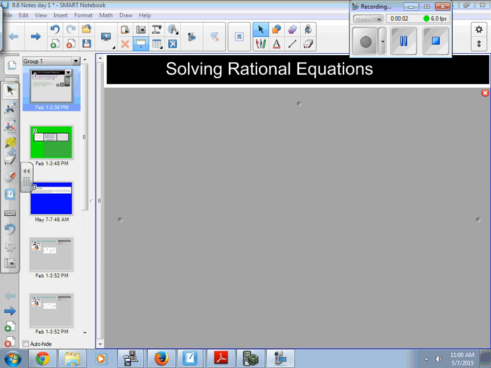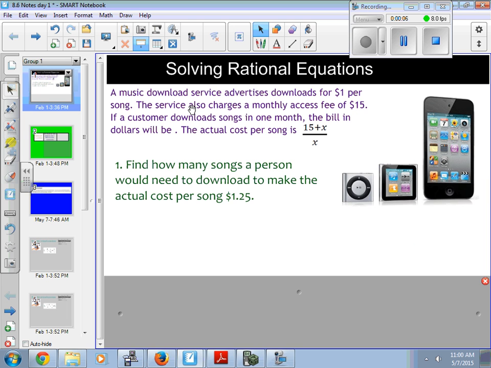Okay, today we're going to start looking at how you solve a rational equation. This first word problem says a music download service advertises downloads for $1 per song. The service also charges a monthly access fee of $15. If a customer downloads x songs in 1 month, the bill in dollars would be the actual cost, where the actual cost per song is going to be (15 plus x) over x.